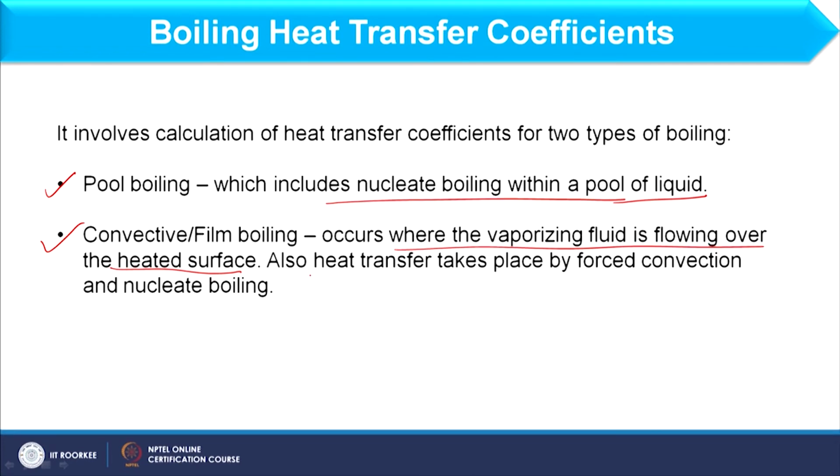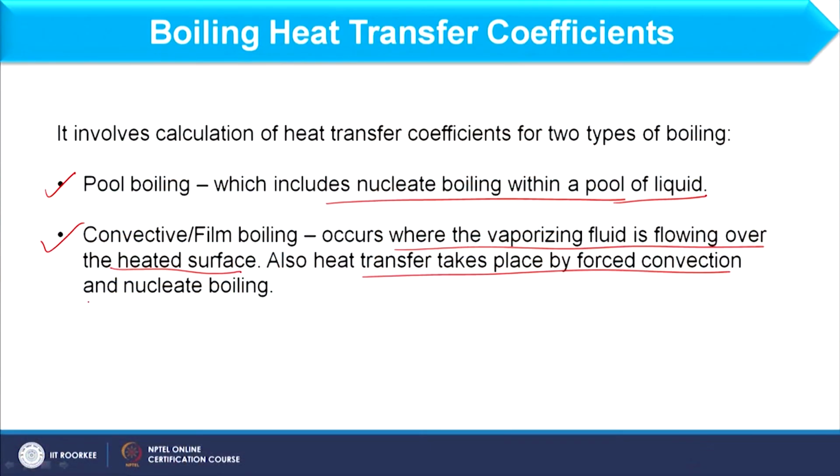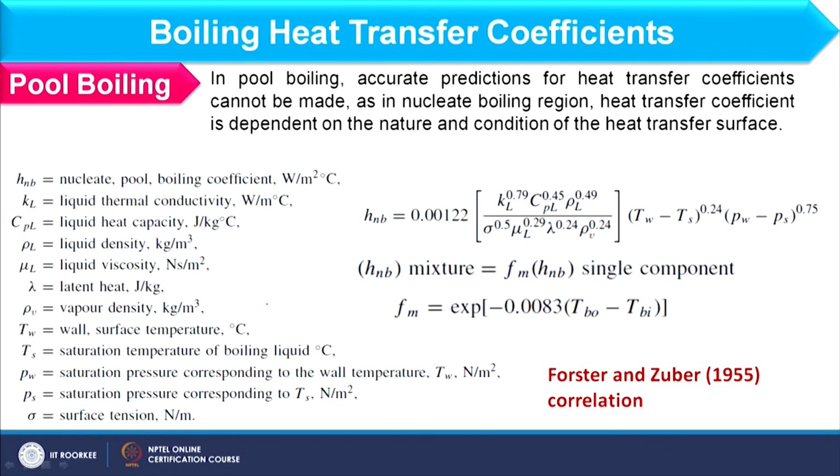So, when the fluid is available over the heating surface, it takes the heat, and then molecules of the liquid will start moving in bulk in a circular motion. That basically we call the convective heat transfer, and also heat transfer takes place by forced circulation and nucleate boiling in such cases. As far as pool boiling is concerned, we have a specific heat transfer coefficient expression which is shown over here, and here we have HNB, the nucleate boiling coefficient.